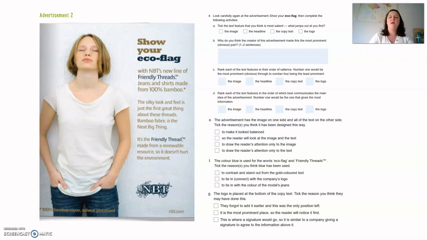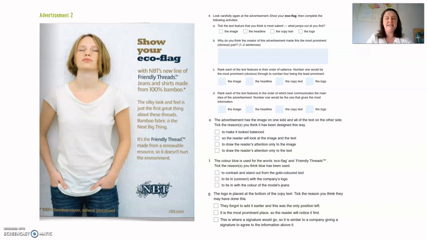Okay, so let's start. Make it look balanced so the reader will look at the image and the text. To draw the reader's attention only to the image. To draw the reader's attention only to the text. So you have to decide which one you think it is. I'm going to give you a few seconds.